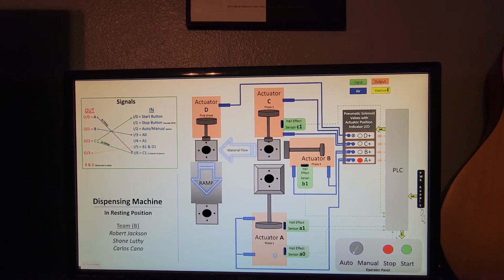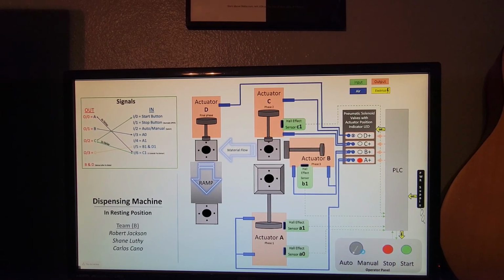actuator A will fully extend, and then Hall sensor A1 will send a signal letting the PLC know that it is back in the resting position and ready to be started for another cycle.